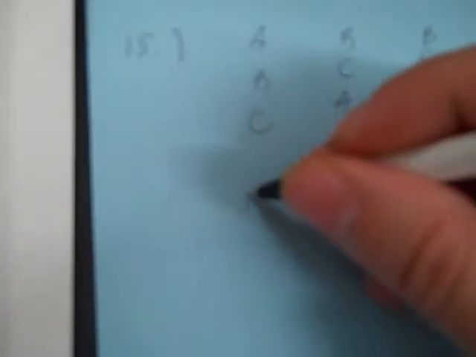Okay, so A, B, and C. C has one last place finish, A has two last place finishes, B has two. So these two are tied for the most last place finishes.